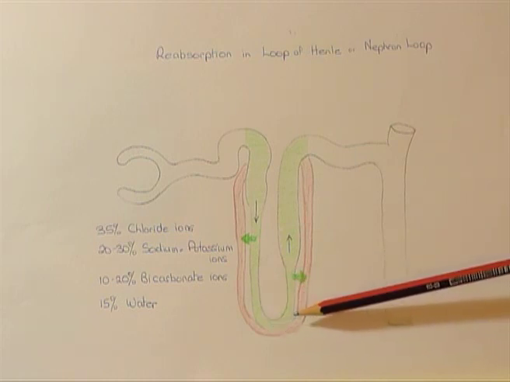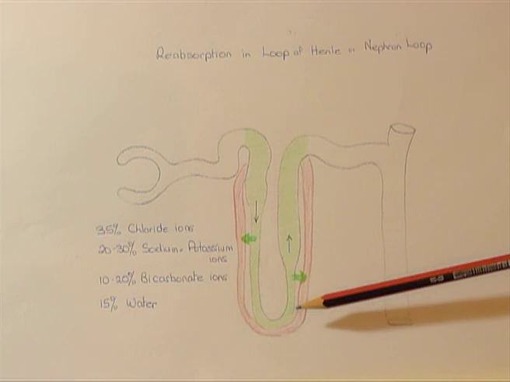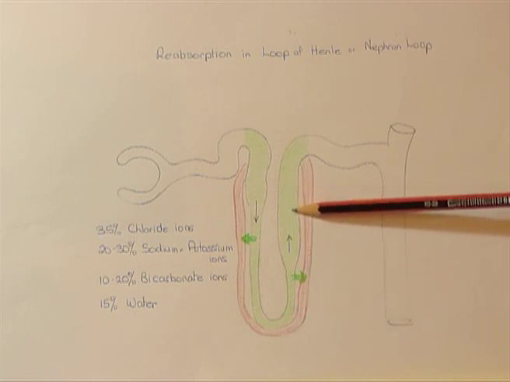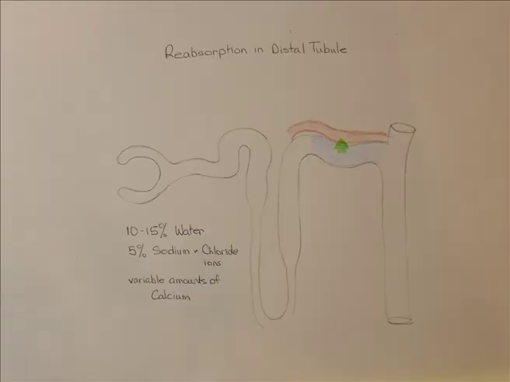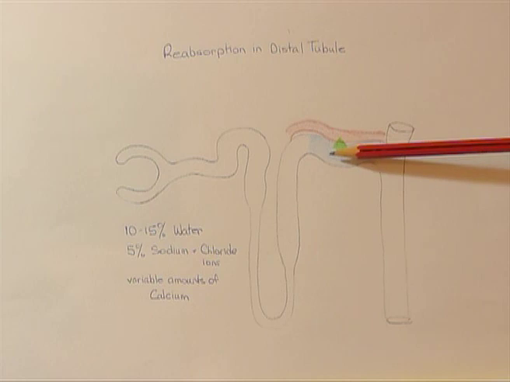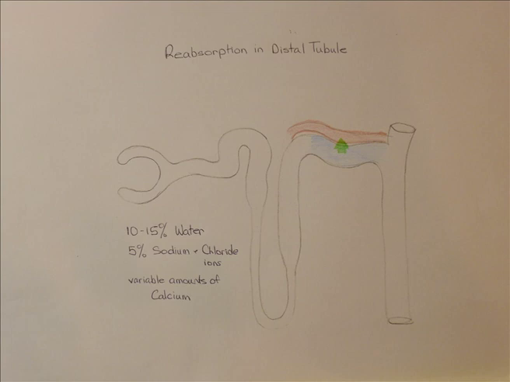The ascending limb is impermeable to water, however ions are still reabsorbed via active transporters. And in the early distal convoluted tubule, 10 to 15% water, 5% sodium and chlorine, and again variable amounts of calcium are reabsorbed. And in the late distal tubule, just small adjustments are made.